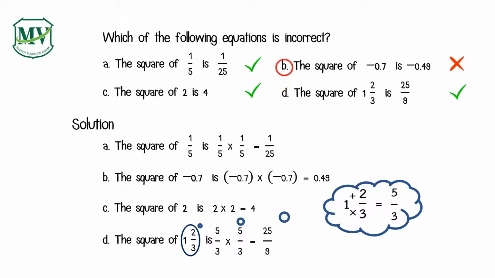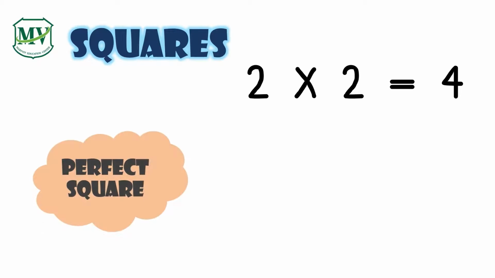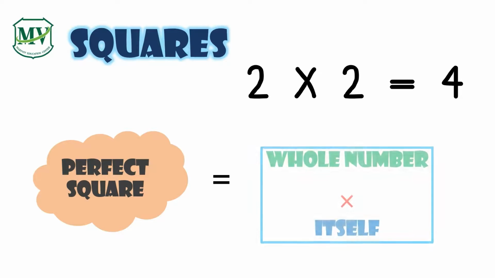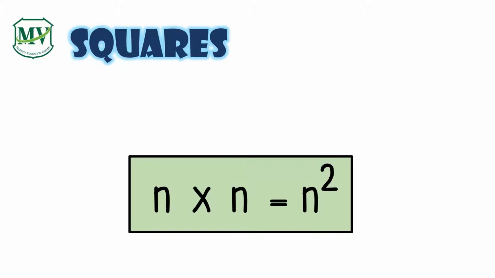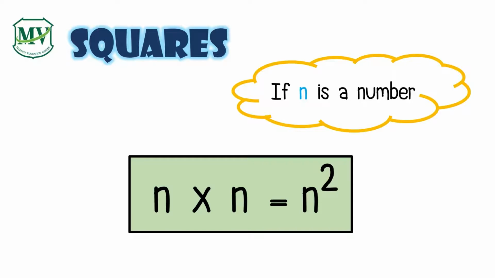So the answer is letter B. Let's continue our lesson about squares. So 2 times 2 is equal to 4. So let's talk about perfect square. A perfect square is a whole number multiplied by itself. We could write it as the equation n times n is equal to n raised to 2, if n is a number. So let's answer this question.